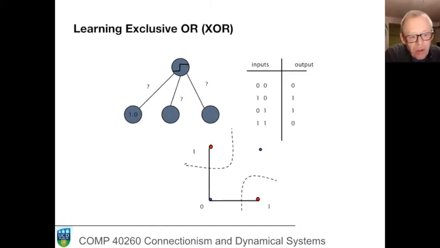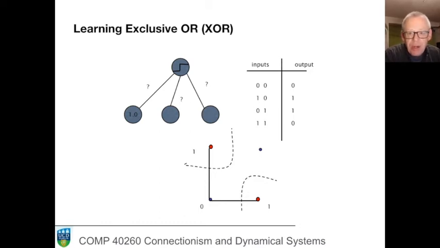Here's exclusive OR, and this one causes problems. You can see the 4 input patterns are the same again. The output is desired to be 0 if the 2 inputs are 0, or if the 2 inputs are 1, and to be 1 if only one of the inputs is 1.